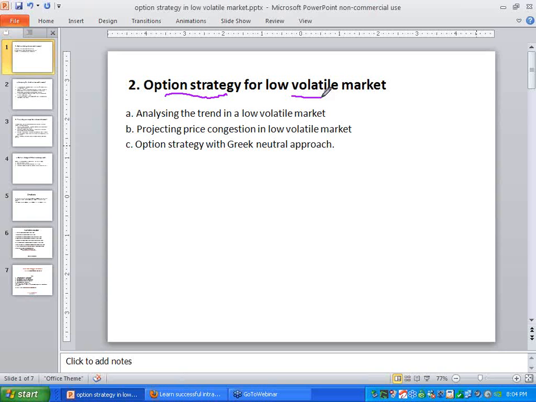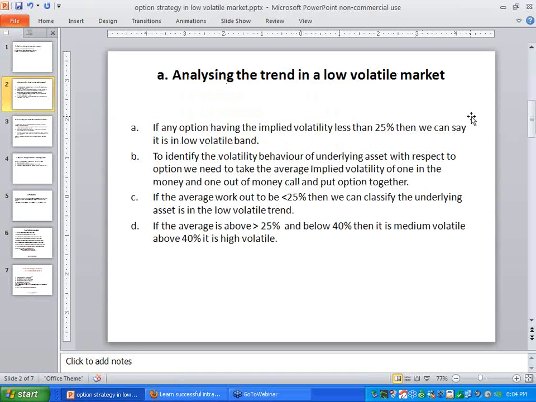In this process, yesterday I taught you one technique for money management, that is the pair trading technique: two stocks you choose and trade based on that. Today you are learning the option strategy. First we will analyze the trend of a low volatile market. Then we will project the price congestion in the low volatile market, because we need to identify at which price range the stock or the instrument is going to move in this low volatile trend. And we have to form the option strategy with respect to the Greek neutral approach. So I will start my journey from the beginning, analyzing the trend in a low volatile market.